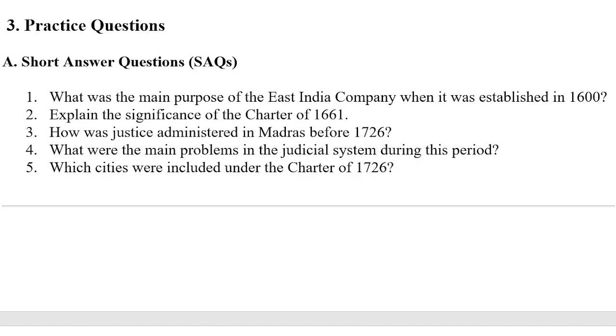The justice was very arbitrary. Governors were merchants, not trained judges, and they lacked uniformity. That is, different practices were conducted in each of these settlements. Indians often received unequal or minimal justice under the company's rules. So this is how justice was administered in Madras before 1720.